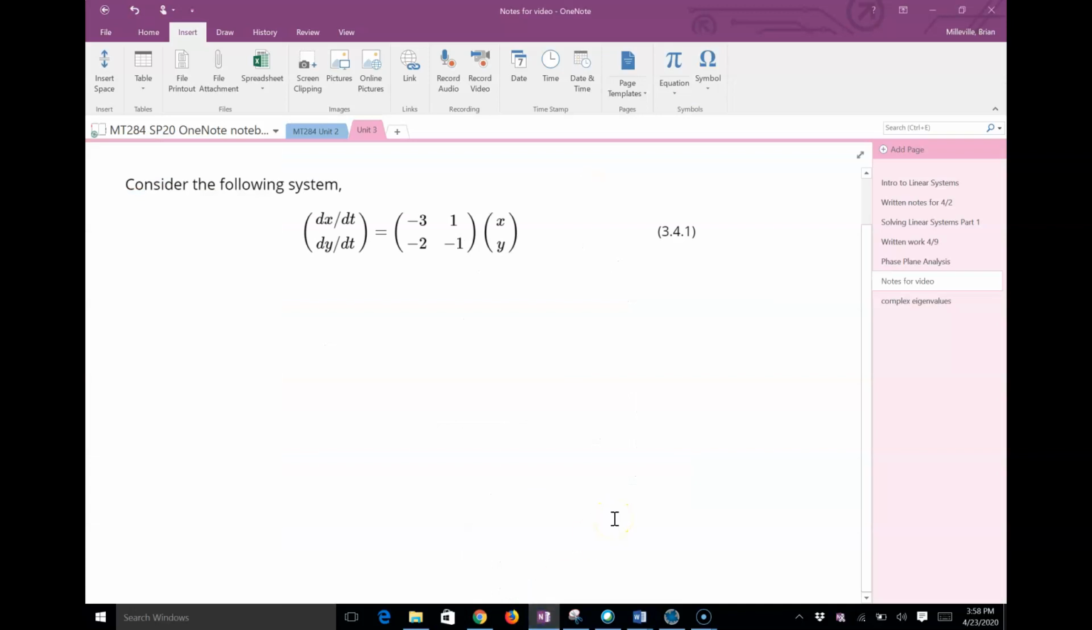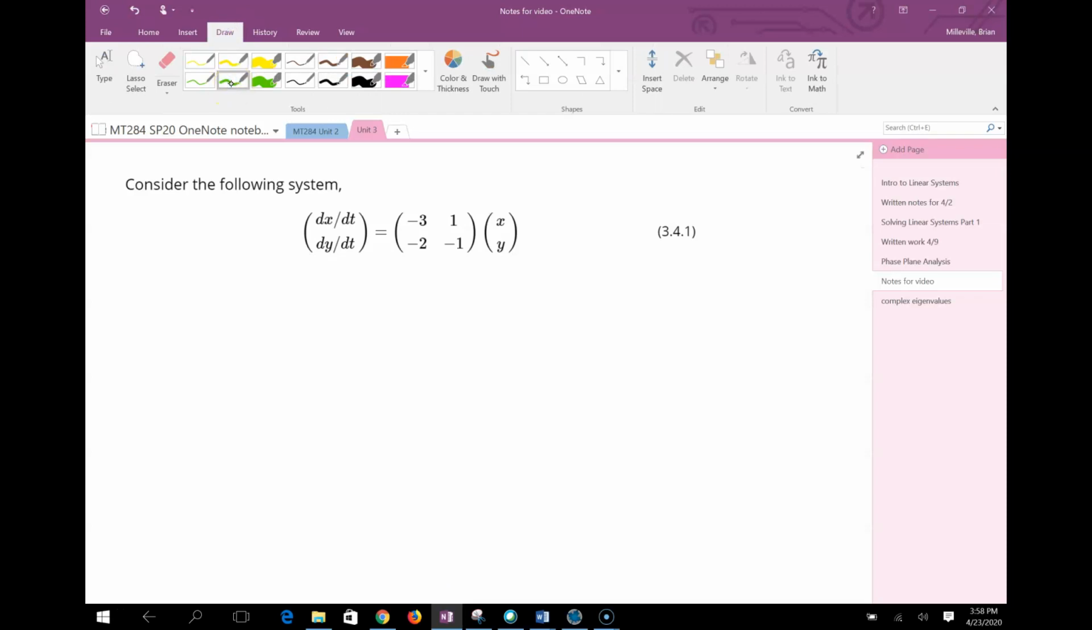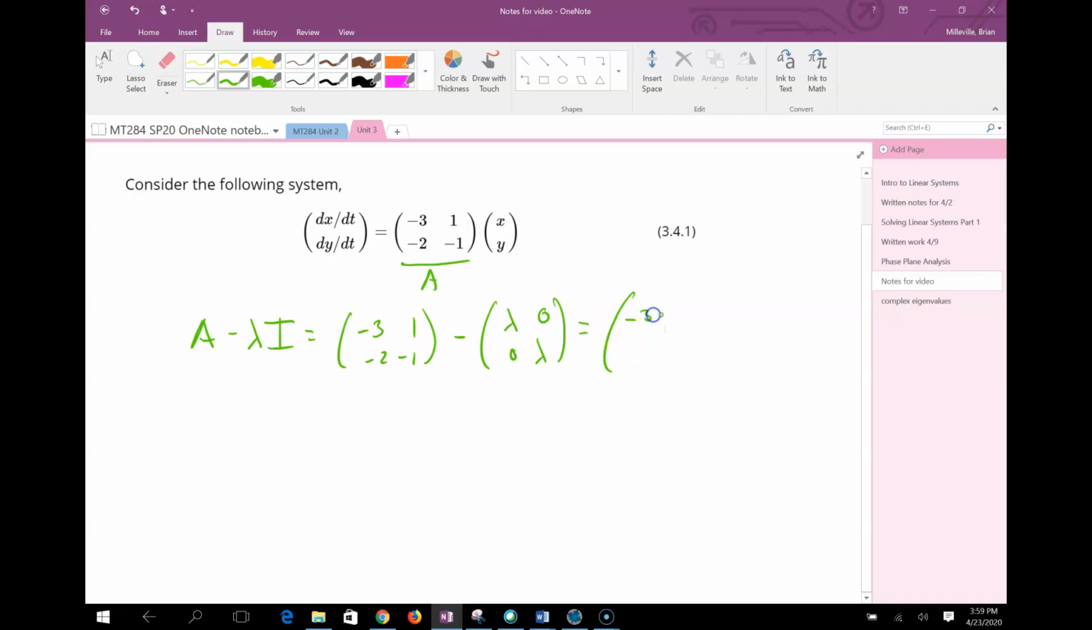Looking at that same system, we're just going to work it out. This is our matrix A. I'm going to go through the usual process: A minus lambda times the identity matrix. As we've seen, that amounts to taking the matrix A and subtracting the identity matrix multiplied by lambda, which has ones down the main diagonal and zeros in the off-diagonal positions, so we get lambdas down the main diagonal. When we do the subtraction component-wise, we get negative 3 minus lambda, 1, negative 2, negative 1 minus lambda. Basically, we subtract lambda down the main diagonal.